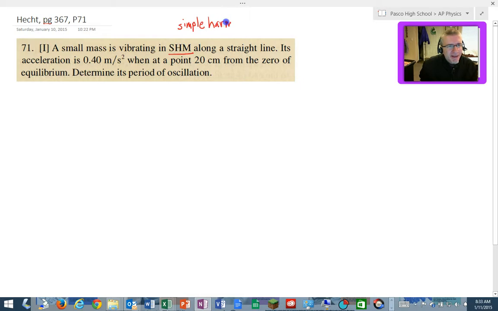It's moving in a straight line. In other words, it's moving back and forth in a line. Its acceleration is 0.40 meters per second squared. And we're asking, when you're at this point 20 centimeters from the zero, what is the period of oscillation?